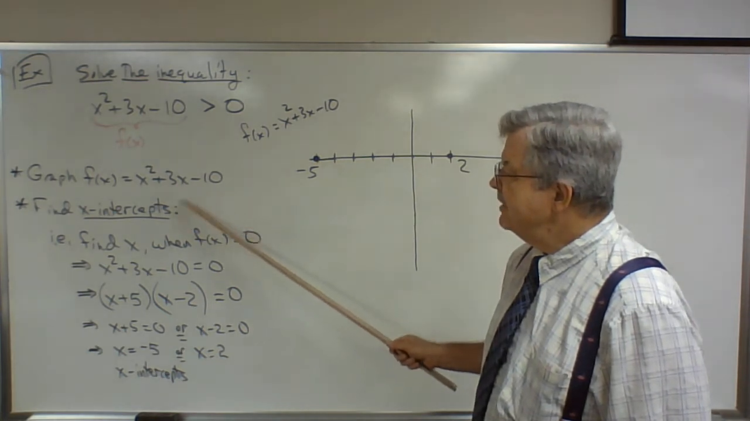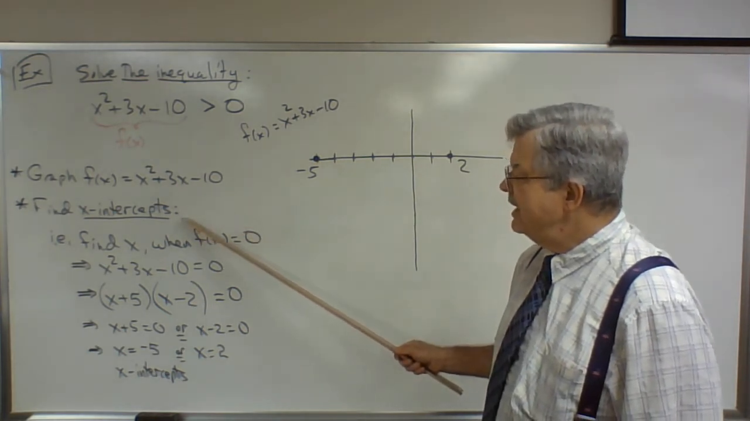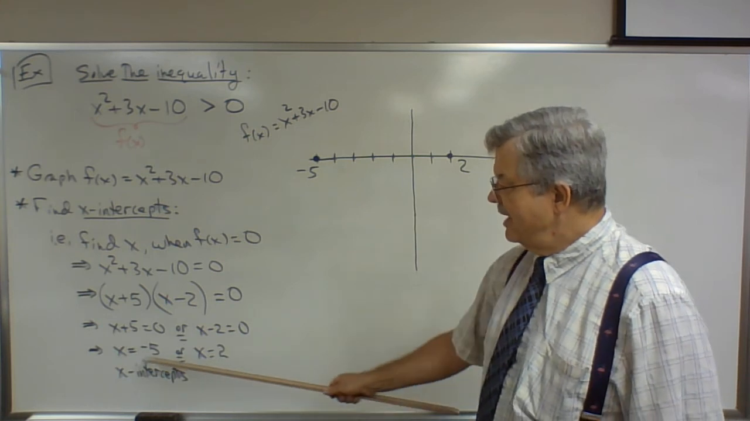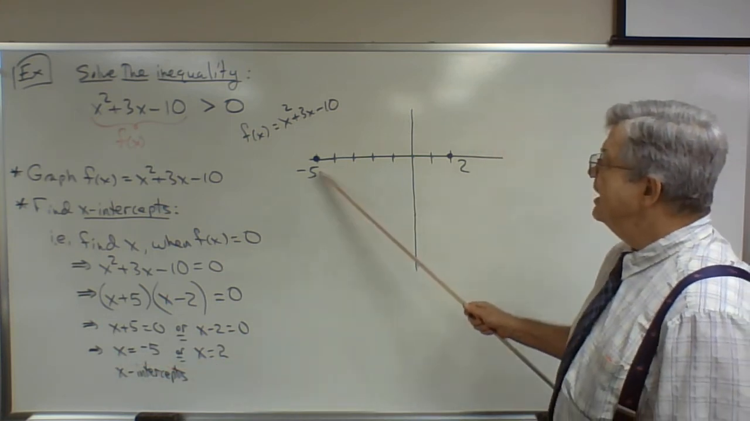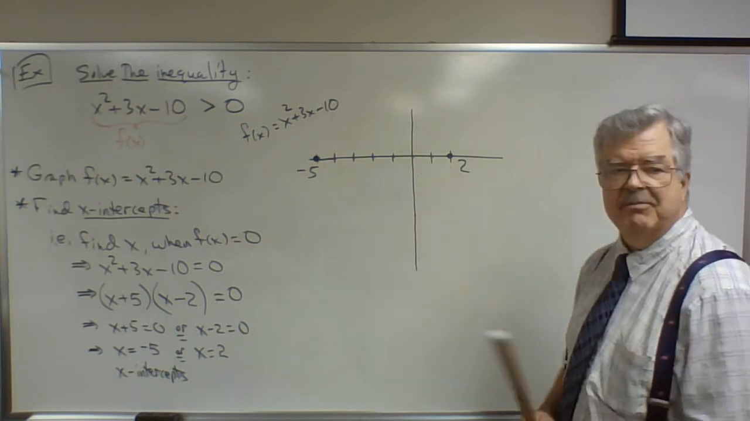Graph this baby. First thing, find the x-intercepts, and we get them. X equals negative 5 or x equals 2. And here are the x-intercepts.